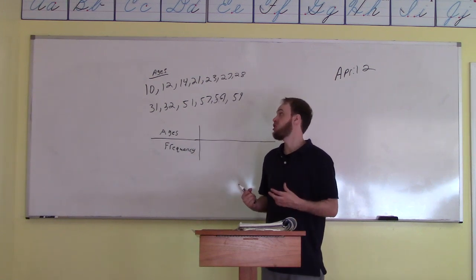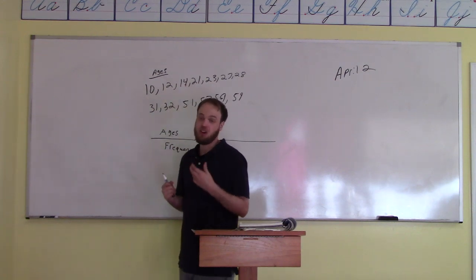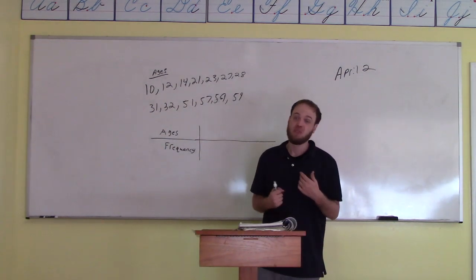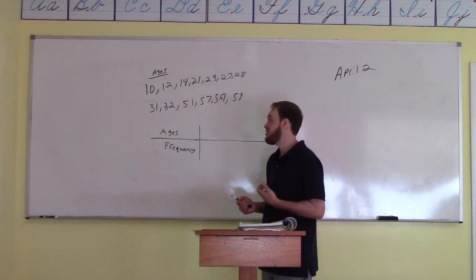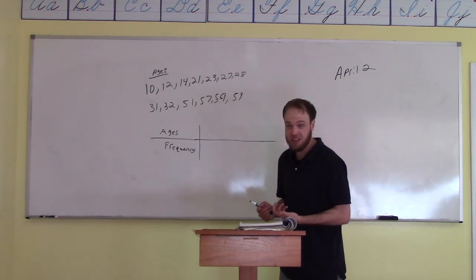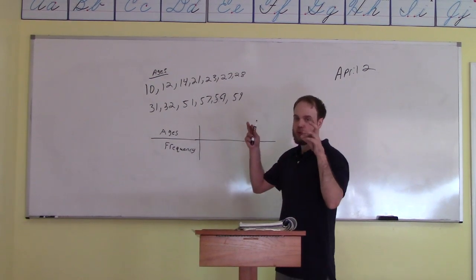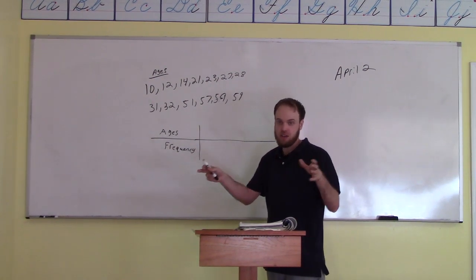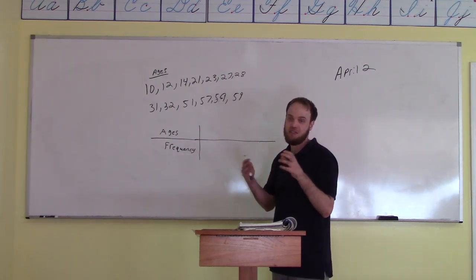For a lot of these lessons, you really need your list of data in least to greatest. For this one, you don't necessarily have to have it from least to greatest, but it's more beneficial if you have it that way. Basically, we're going to look at a bracket, a span of numbers, and then say how many times this span of numbers occurs.